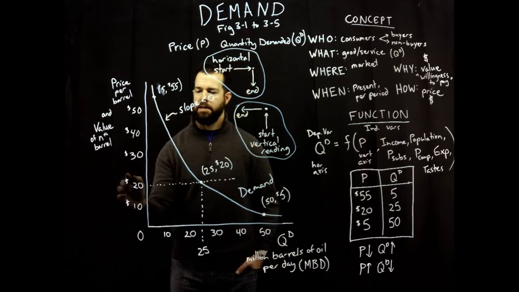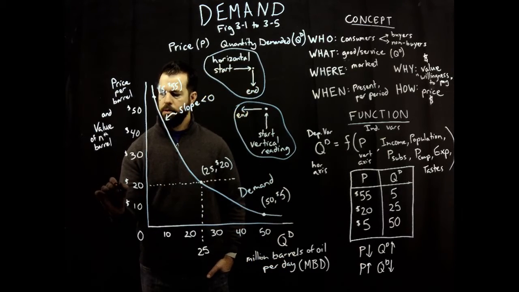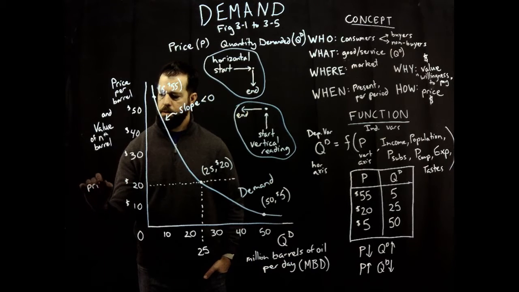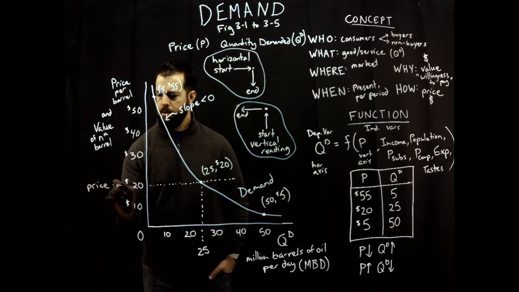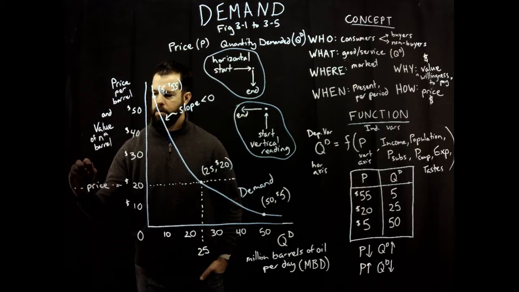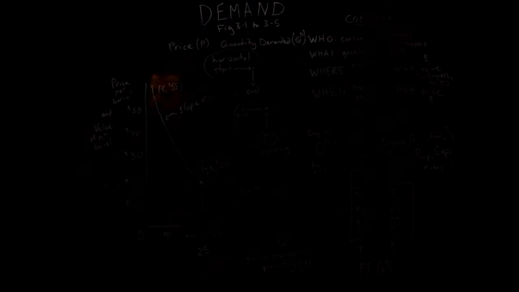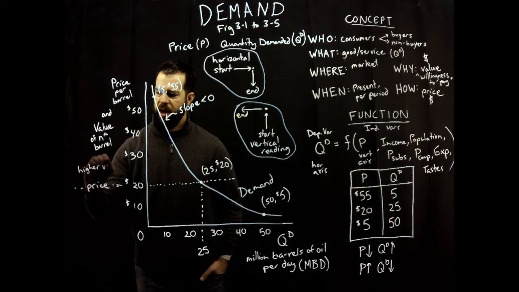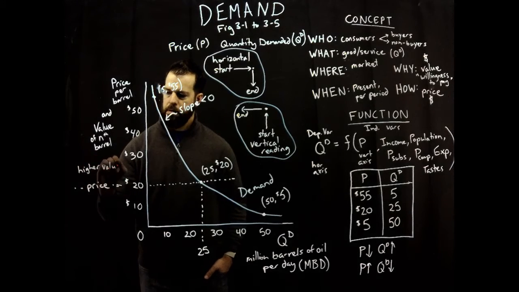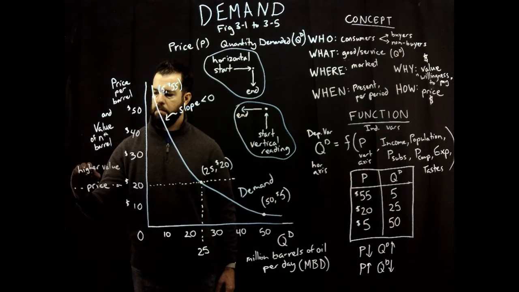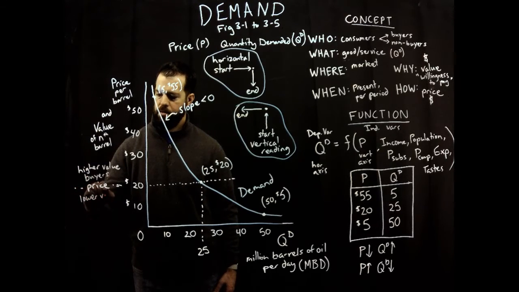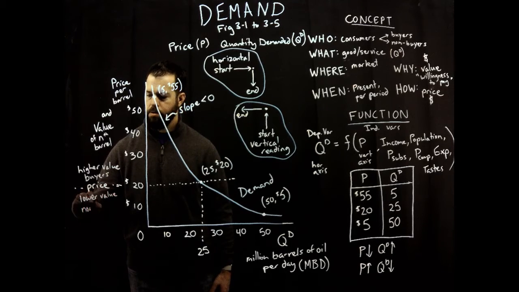Okay, so if we take this price of $20, we can segment out the higher value uses in which consumers become buyers, and the lower value uses where the consumers are non-buyers.